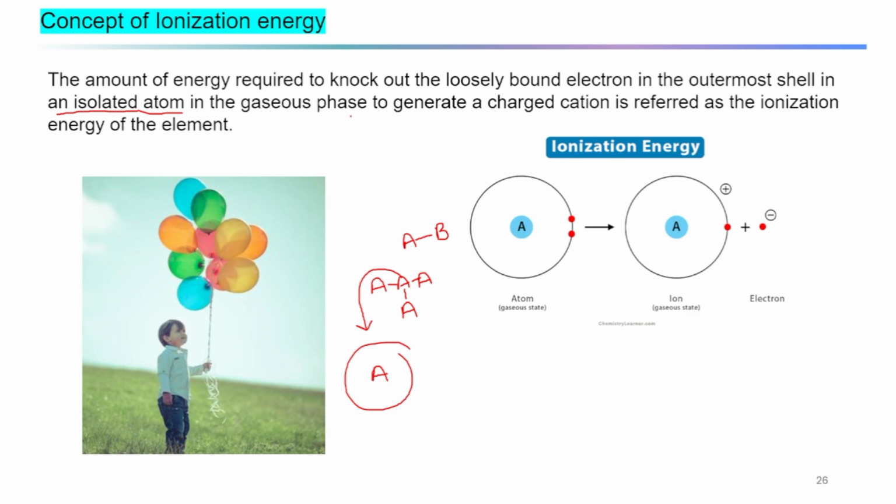And in the gaseous phase, so you have to take this ion or atom to the gaseous phase to generate a charged cation. As you are taking electrons from here, you will generate a cation, and that is referred to as the ionization energy of the element. So the energy you are providing to take electrons from the outermost shell of an isolated atom, that much energy is called ionization energy.